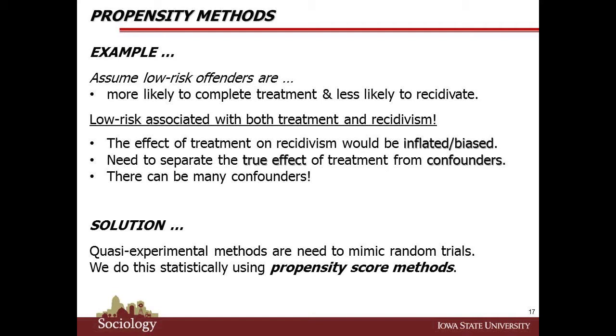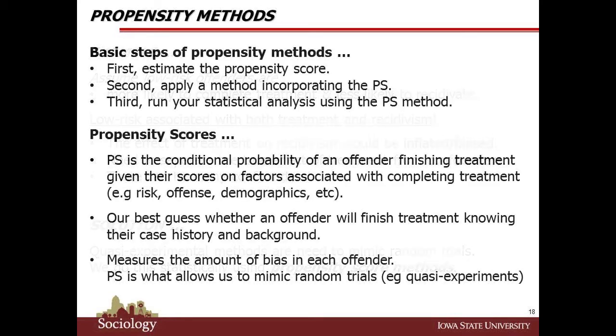So we call that pseudo-isolation. We want to isolate the effect of treatment on an outcome and hold constant everything else that might affect that relationship. And we call those quasi-experimental analyses or quasi-experimental methods. One popular way to implement those is with what we call propensity score methods.